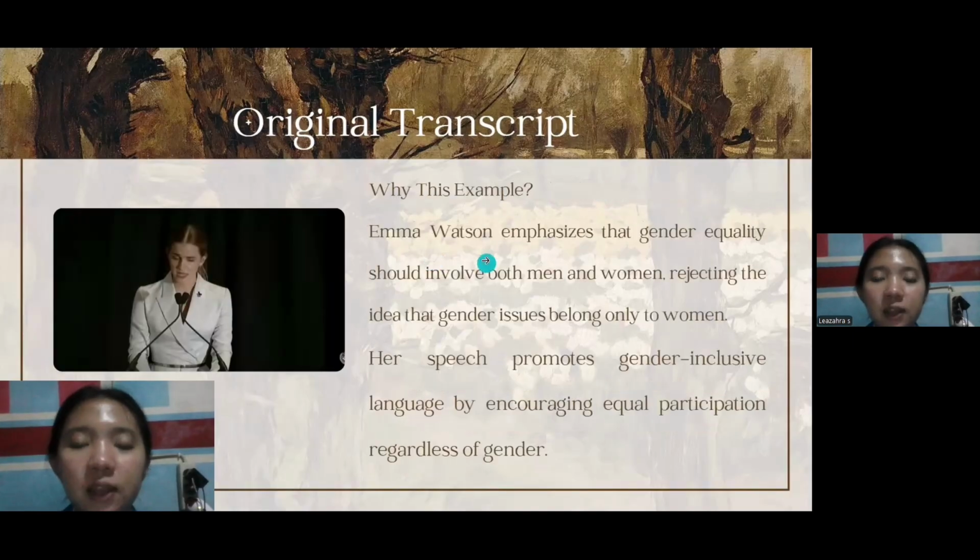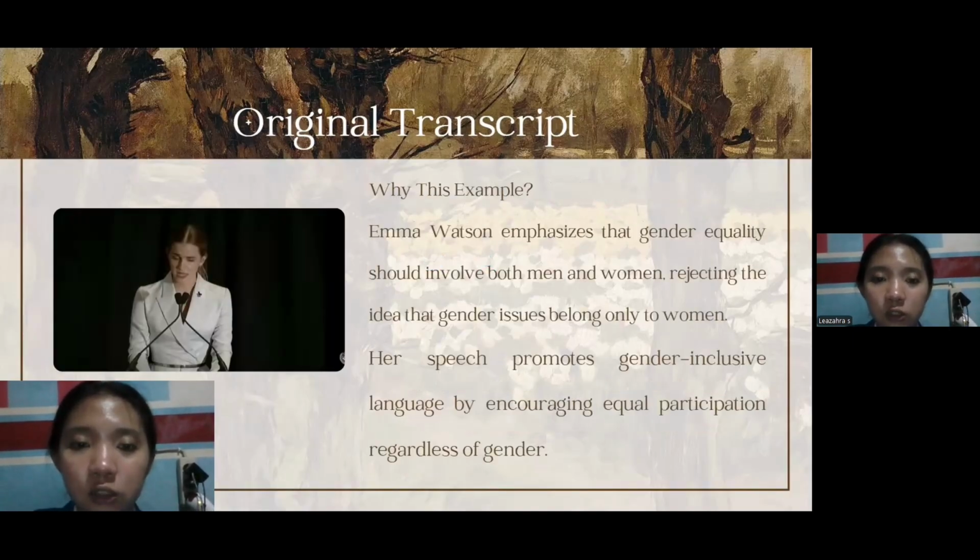Why is this an example? Because Emma Watson emphasized that gender equality should involve both men and women. Rejecting the idea that gender issues belong only to women, her speech promotes gender-inclusive language by encouraging equal participation regardless of gender.